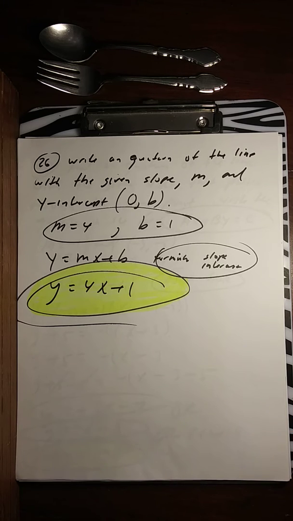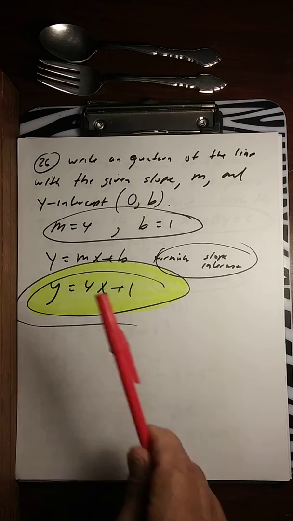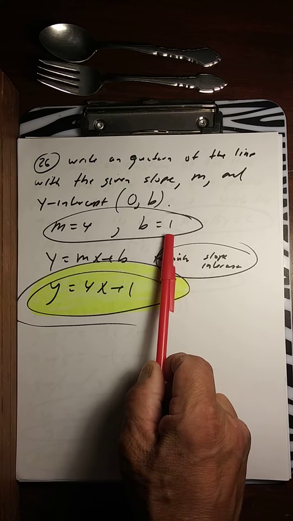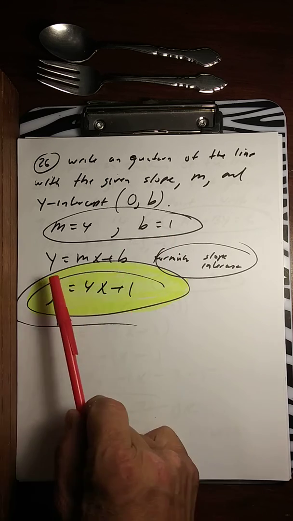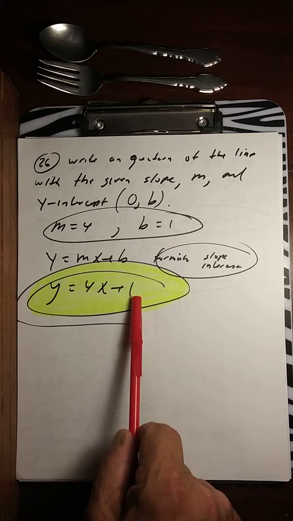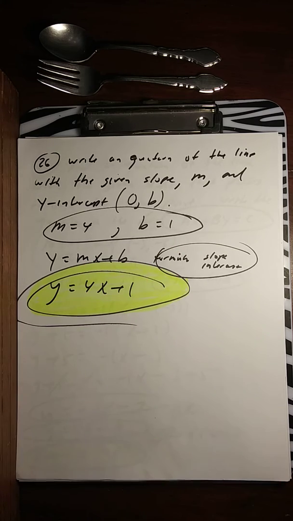Write the equation of a line with a given slope and y-intercept. Alright, so the slope is 4 and the y-intercept b is 1. y equals mx plus b, so 4 goes here for the slope, and 1 right there. So y equals 4x plus 1.